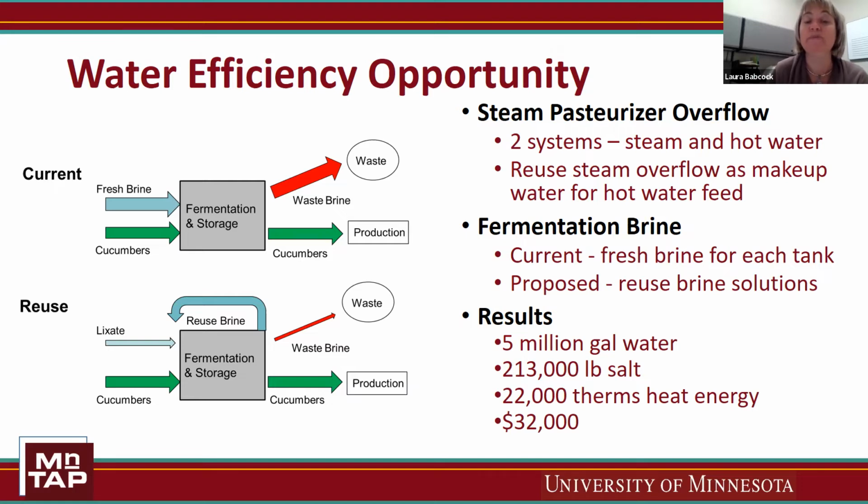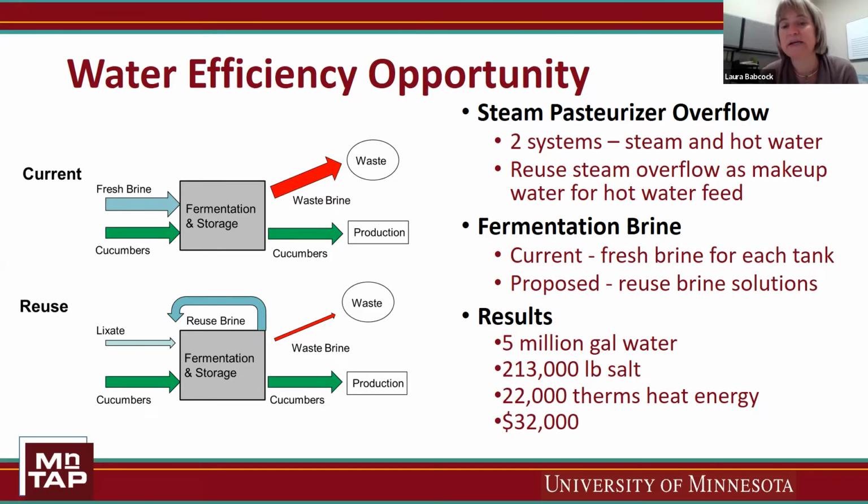And so that way they would be utilizing it. They would be eliminating less water and less salt, a lot less salt. This was a process that would save them 5 million gallons of water, over 200,000 pounds of salt. It's amazing how much salt that one was.